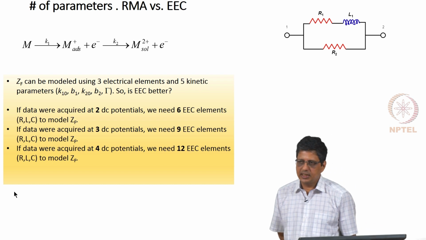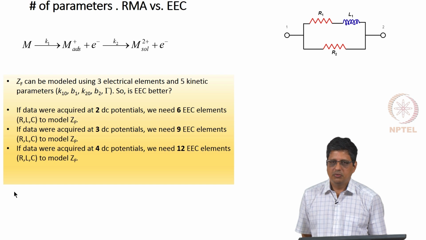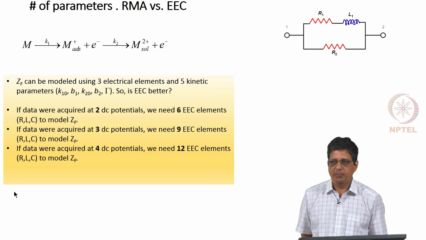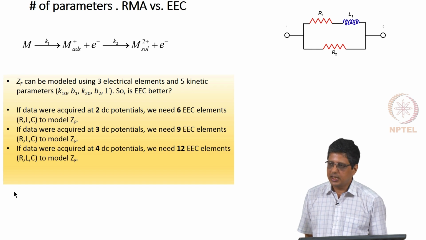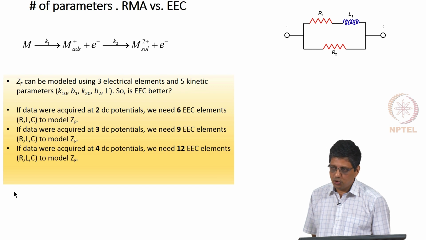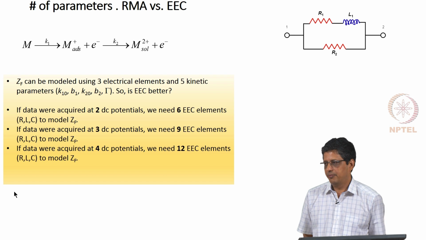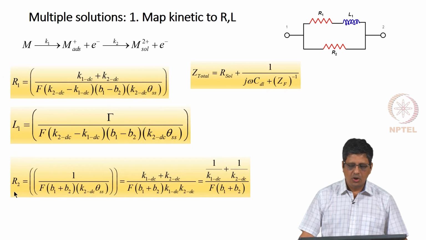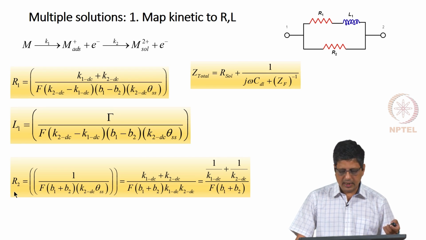Second, it does not necessarily use many kinetic parameters. If you have 3 loops, which means 2 Maxwell elements, 2 Maxwell elements means 5 electrical elements, R1 C1, R2 C2 and RP. If you use 6 DC potentials, you will get 30 Maxwell elements. Even if you use 20 kinetic parameters, you are still using a fewer number of parameters and you are getting valuable information. So, that is something you need to keep in mind. As I have shown in this example before, you can map the kinetic parameters to R and L.